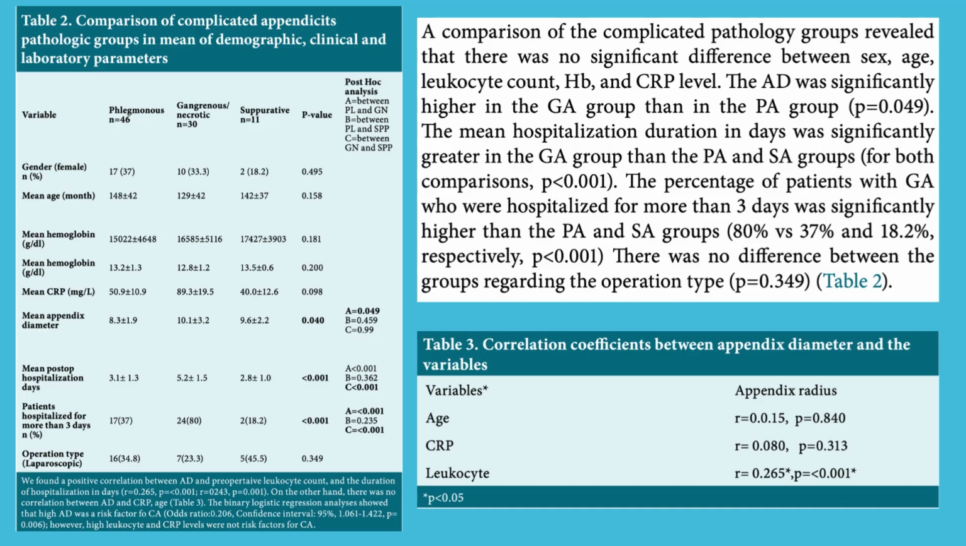The percentage of patients with GA who were hospitalized for more than 3 days was significantly higher than the PA and SA groups, 80% versus 37% and 18.2%, respectively, P less than 0.001. There was no difference between the groups regarding the operation type, P equals 0.349.